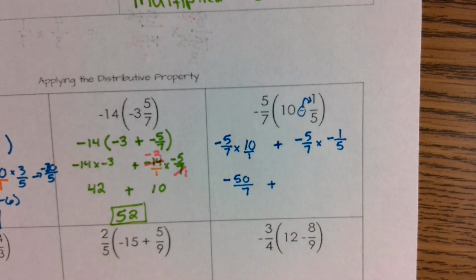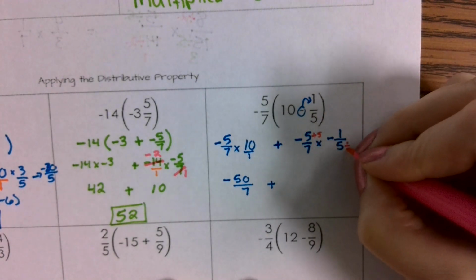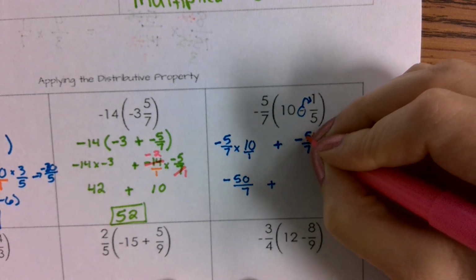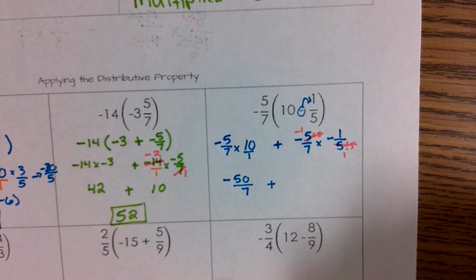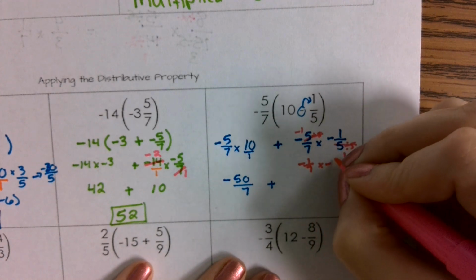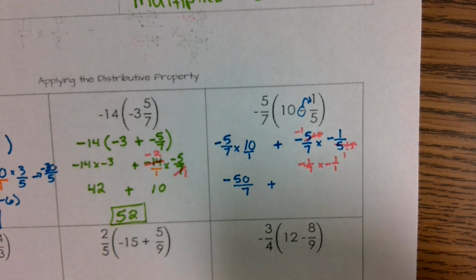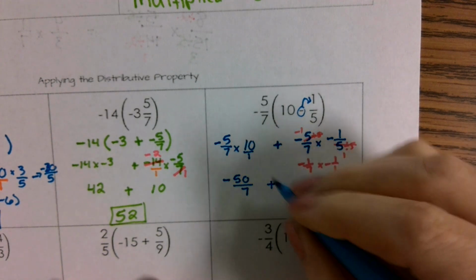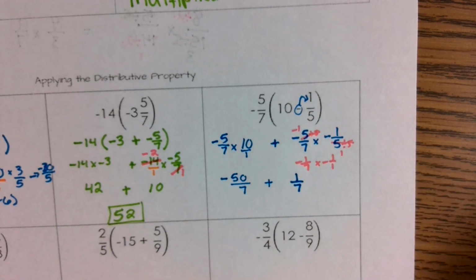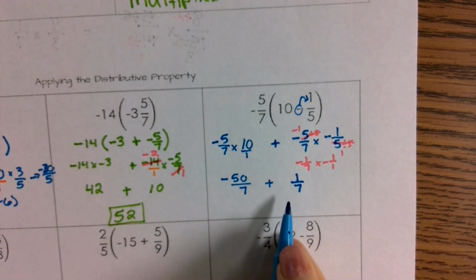Can we cross simplify anything? Yeah, what can we cross simplify? The 5s. Both of the 5s are divisible by 5. And so they will become 1 and negative 1. Okay, so we now have negative 1 over 7 times negative 1 over 1. What's a negative times a negative? Positive. And then when we multiply, it's just 1 over 7. So we have a negative 50 over 7 plus a positive 1 over 7.